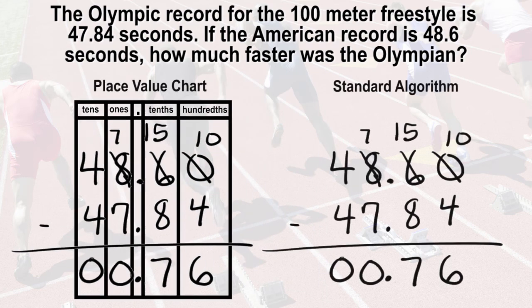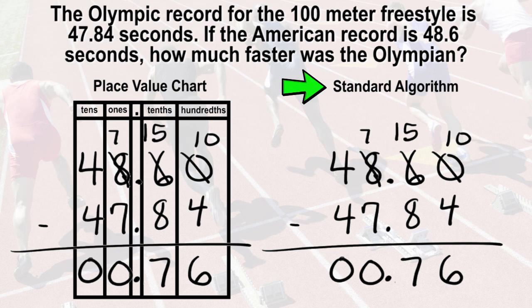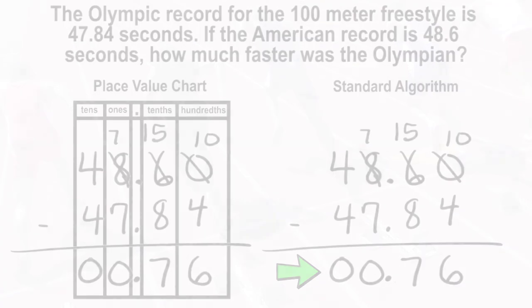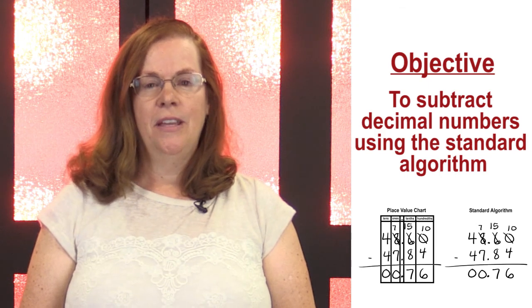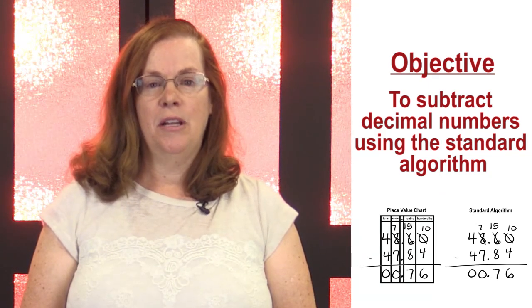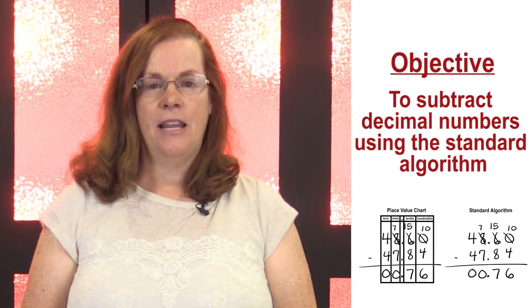The most efficient way to do the problem is the standard algorithm. Just write the numbers vertically, placing each digit in the correct place and lining up the decimals. The difference in the swim times is 76/100 of a second. Our objective in this lesson was to subtract decimals. We met this objective by using a place value chart and the standard algorithm.